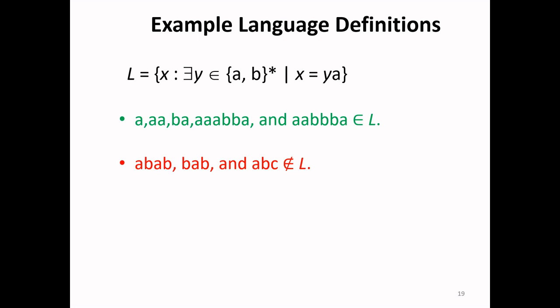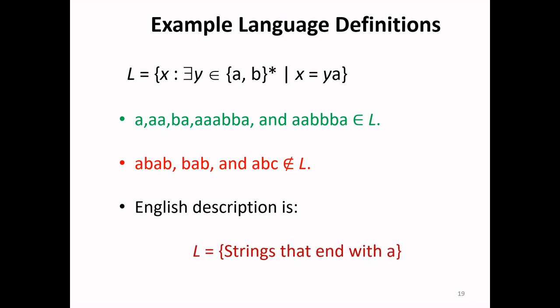If I want to know the description of this language in English, then I can make a statement that this language consists of all possible strings over alphabet AB ending with A. As you can see here, strings ending with A are accepted, whereas strings not ending with A are rejected. In this way, we can write an English description for all the languages. Let's see some more examples of language definitions.